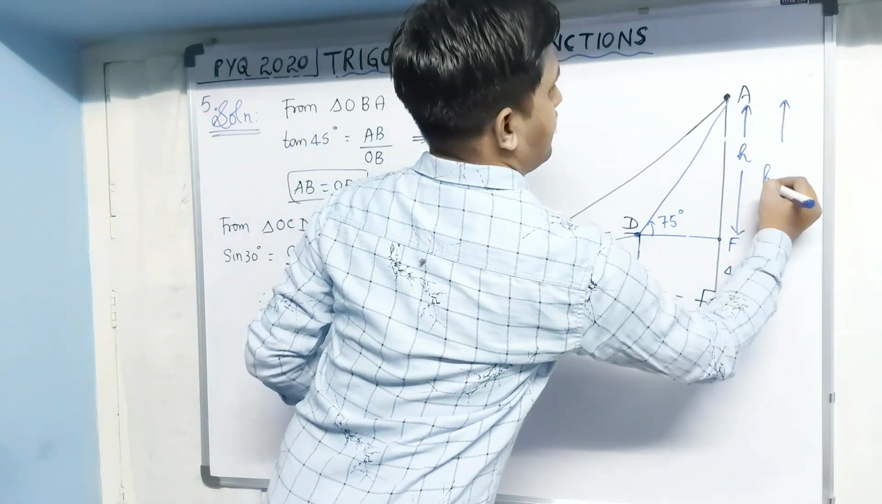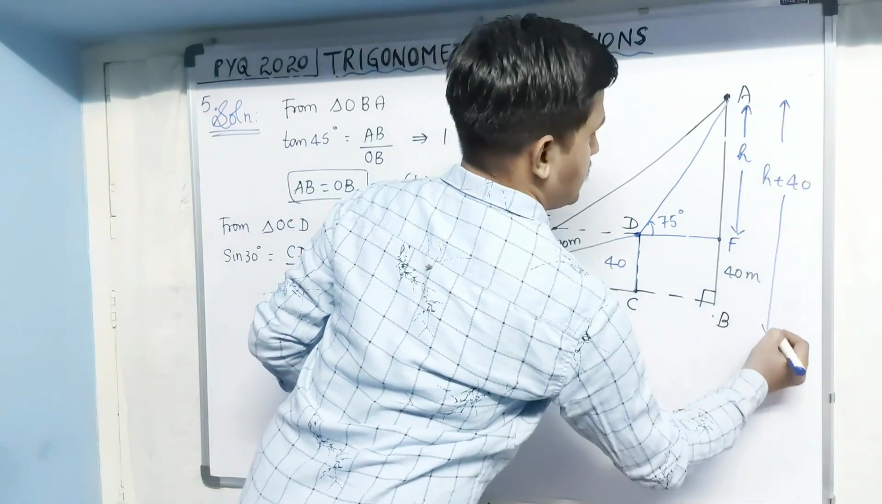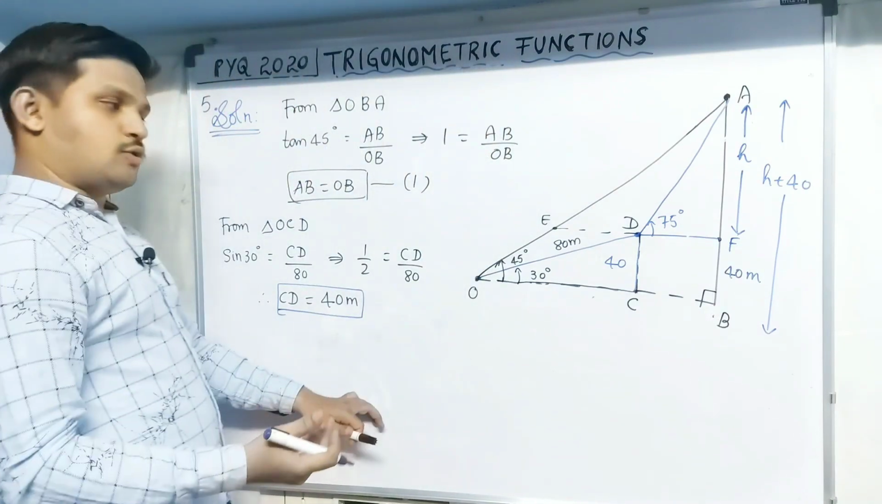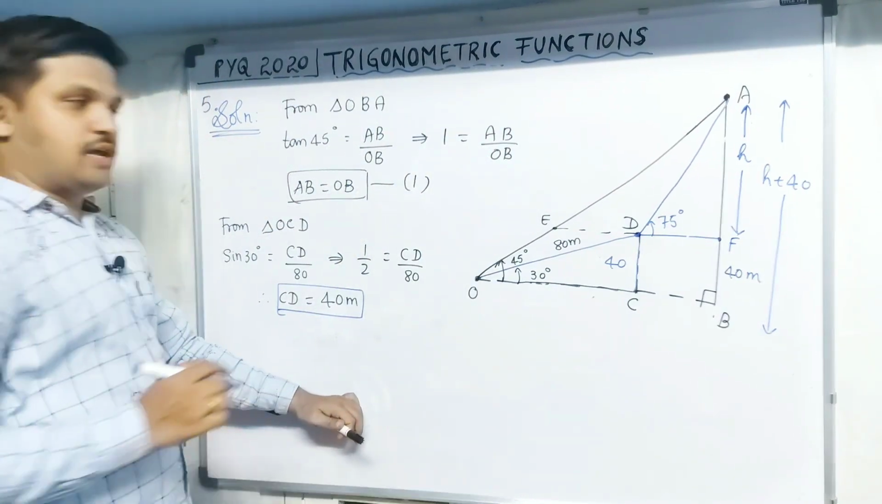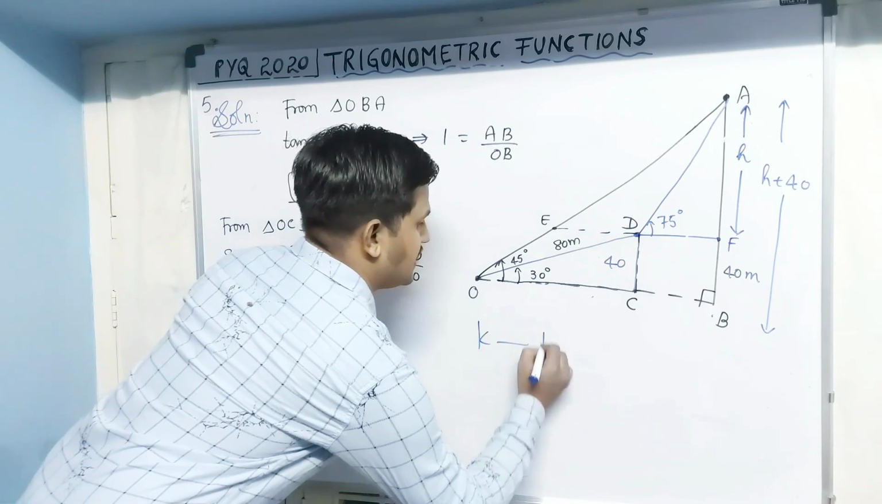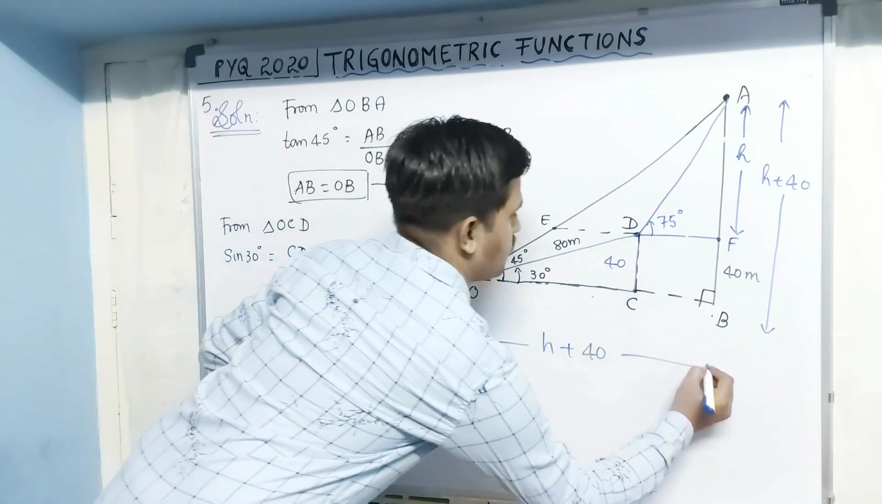So let me write here AB is h plus 40. But what is AB? AB is nothing but OB only. So this is from equation number 1. Therefore this length I will write as h plus 40.